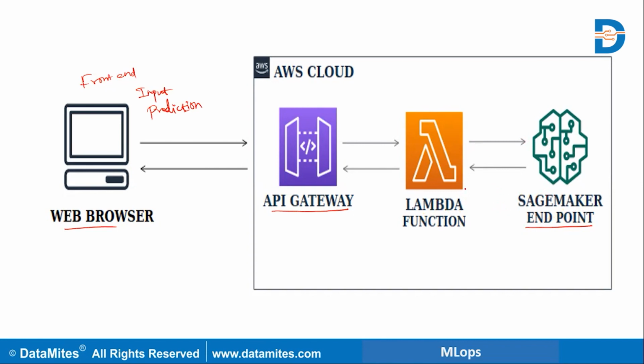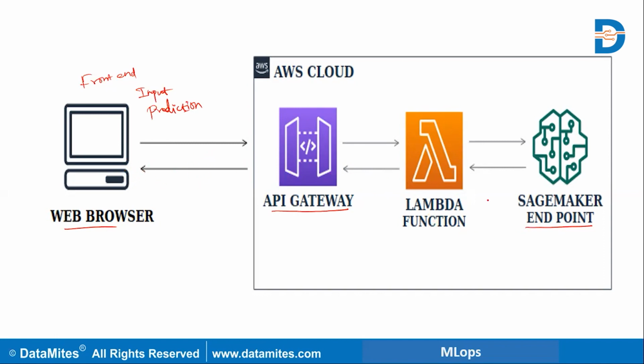Once it gets the predicted result, and the Lambda function is interconnected with the API Gateway, the predicted result will be passed to the API Gateway. After that, the predicted result will be given to the users. So this is how the architecture of our model deployment will work.